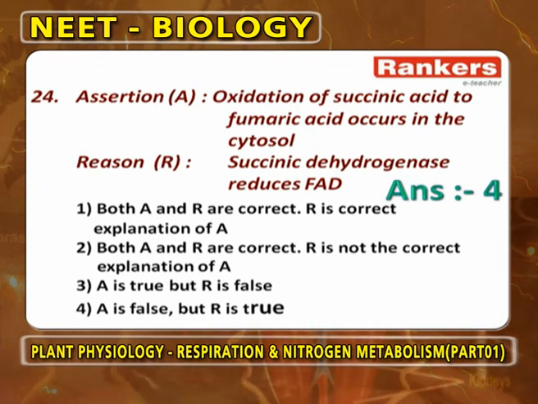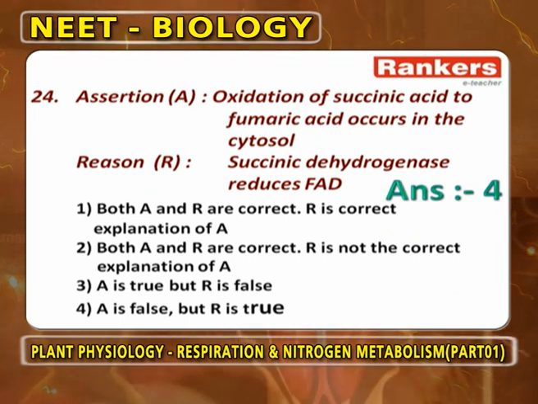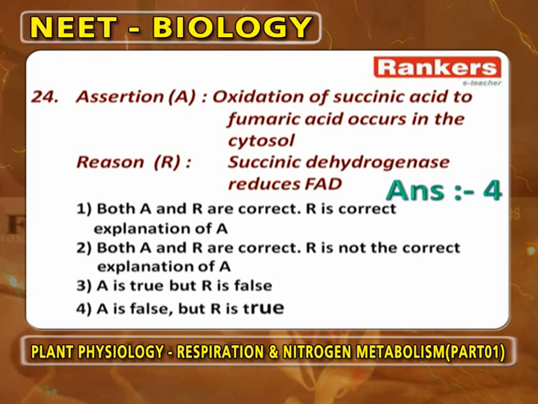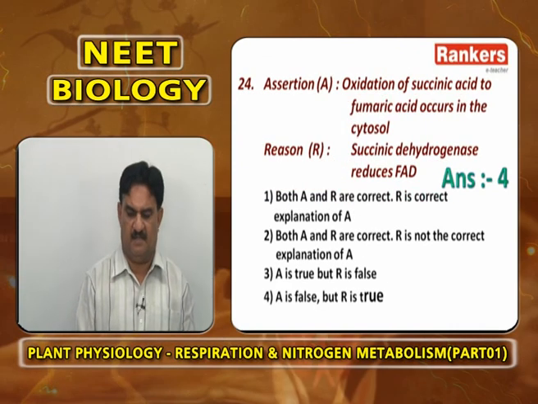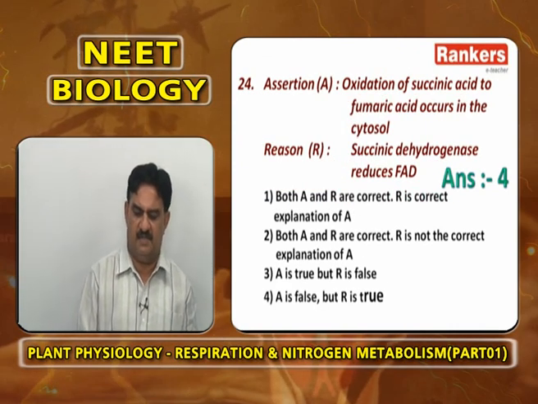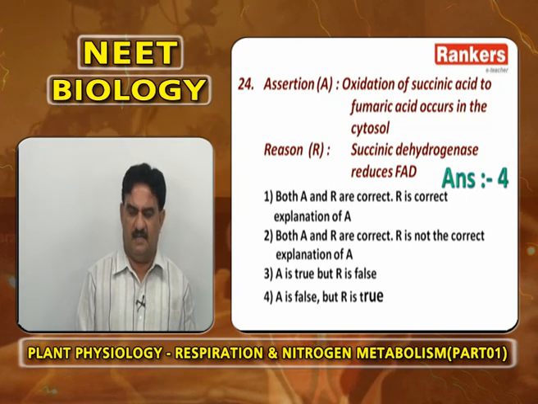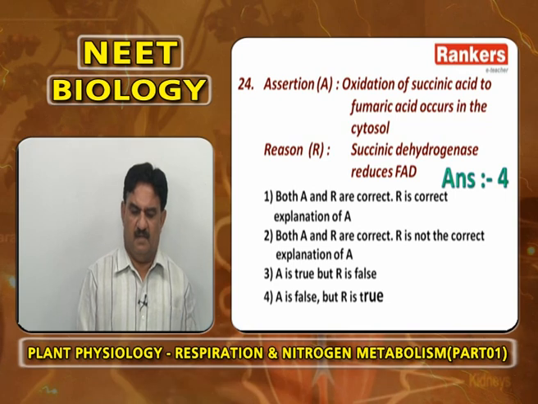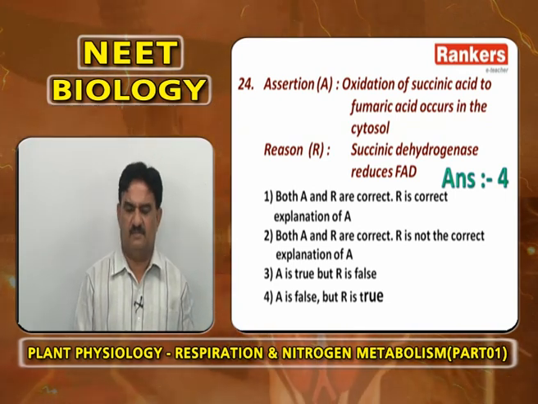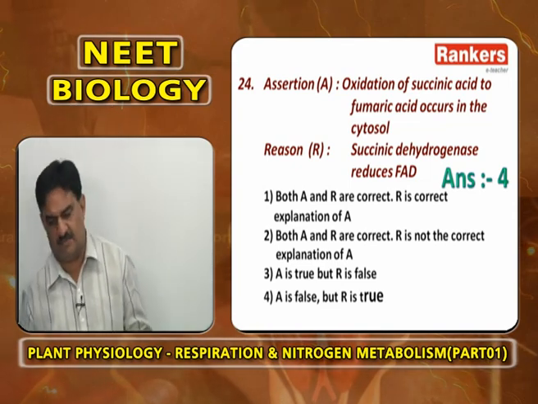Assertion: oxidation of succinic acid to fumaric acid occurs in cytosol. This is wrong. It occurs in the mitochondrial matrix. Why? This process occurs in the mitochondrial matrix, which is nothing but the TCA cycle or Krebs cycle. Succinic dehydrogenase reduces FAD is correct, but oxidation of succinic acid to fumaric acid occurs in cytosol is wrong. So A is false, R is true. Fourth option.